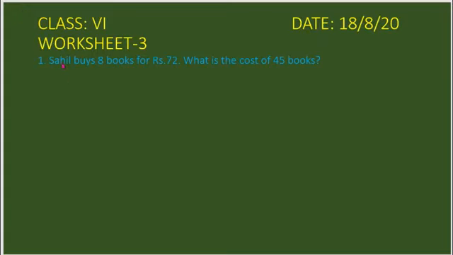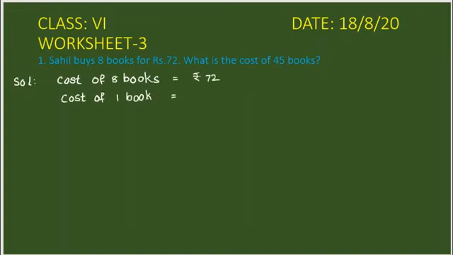First problem here from worksheet 3. Sahil buys 8 books for rupees 72. What is the cost of 45 books? It is given the cost of 8 books. It is asked to find the cost of 45 books. So first we need to find the cost of one unit, that is one book. Then we need to find the cost of 45 books, that is unitary method. Okay, let us start the solution.